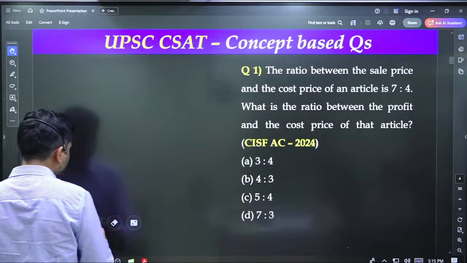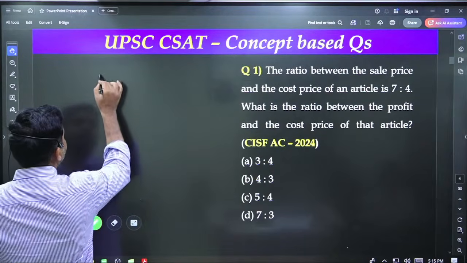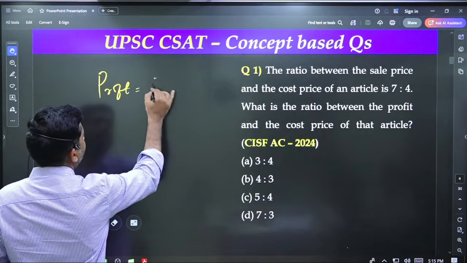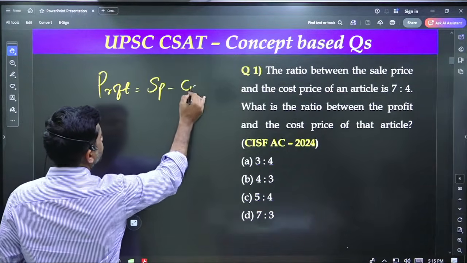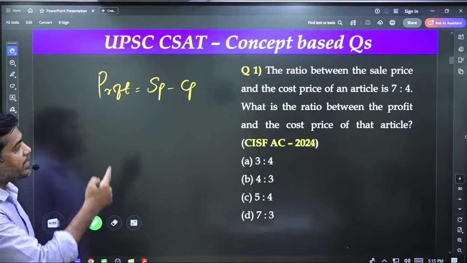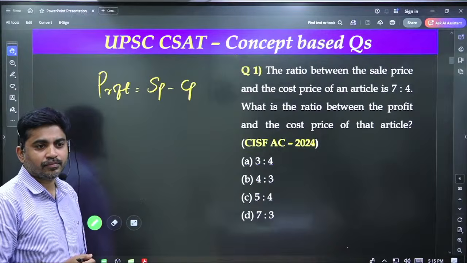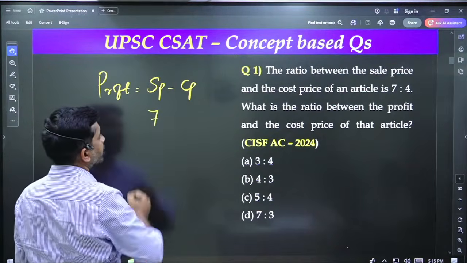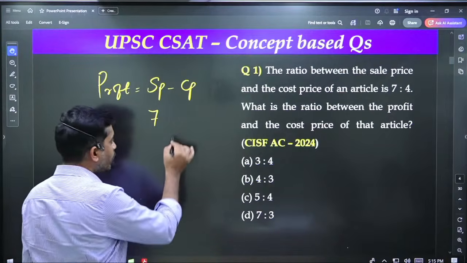Selling price minus, that's all. This basic point is required to get this answer. Profit is equal to selling price minus cost price. Fundamental definition. In this case, what is selling price? 7. What is cost price? 4.